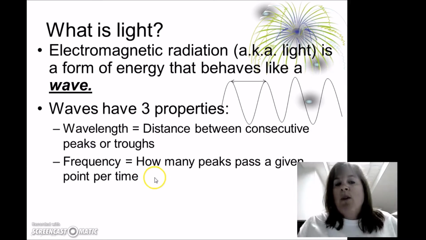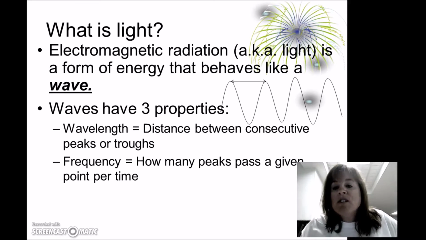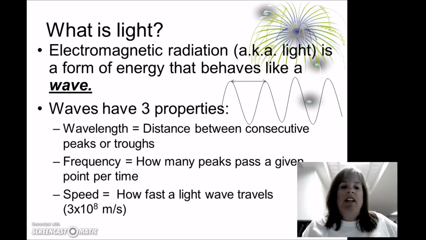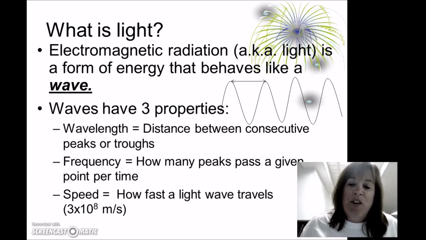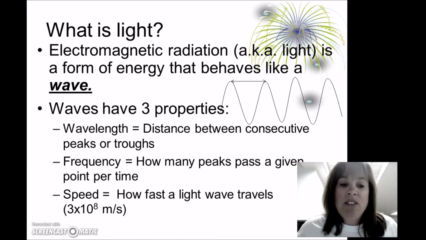You also need to know what frequency is. Frequency is how many peaks pass a given point per unit time. So usually it's how many peaks pass per second, and the unit would then be hertz. So it's kind of a time thing. And then there's speed, right? We all know what speed is. Speed's how fast you're going. Well, it's the same thing for light. It's how fast light travels. But the cool thing about light is it all travels at the same speed. So it doesn't matter what wavelength it is or what color, if it's purple, green, or blue, they all travel at 3 times 10 to the 8th meters per second, the speed of light, which is pretty fast.